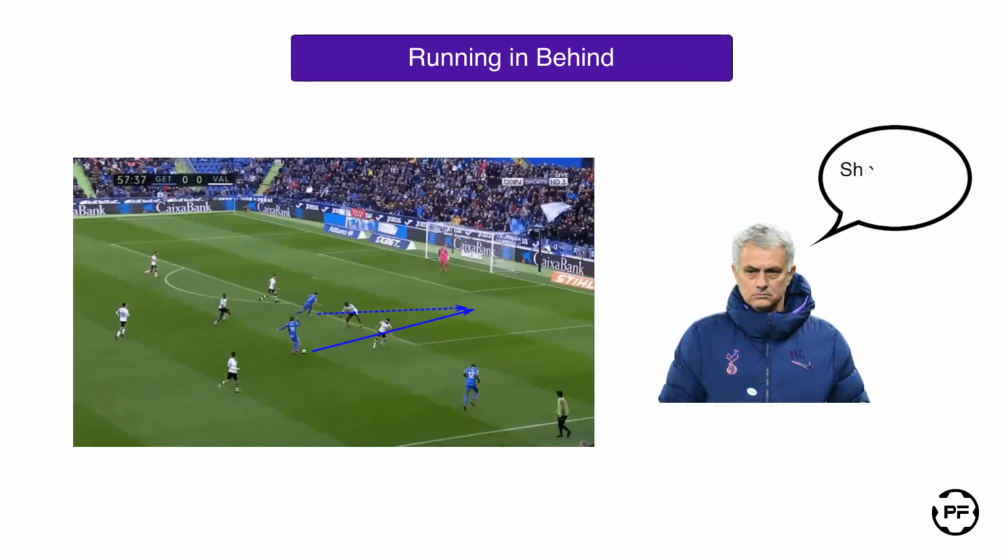If you want to make use of the running in behind, it should frequently occur at your training sessions. Do you remember what training principle it is when the desired behavior occurs and is being coached frequently? Yes, this is the principle of propensity. If you do not remember, you can revisit the video where all the principles of tactical periodization are explained.